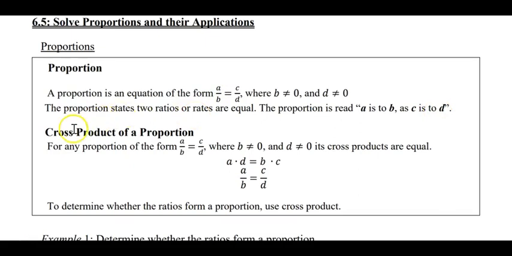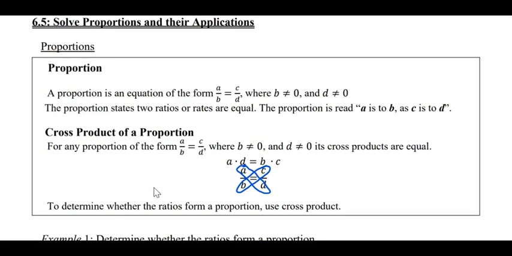The second formal definition is the cross product of a proportion. For any proportion in the form A over B equals C over D, where B is not 0 and D is not 0, its cross products are equal. So that means that if we cross multiply, A times D would be equal to B times C. Visually, when you circle those letters, they form a sort of a cross. That's where the name of the cross product is derived from.